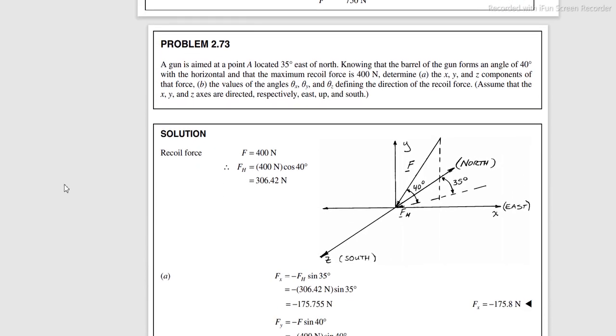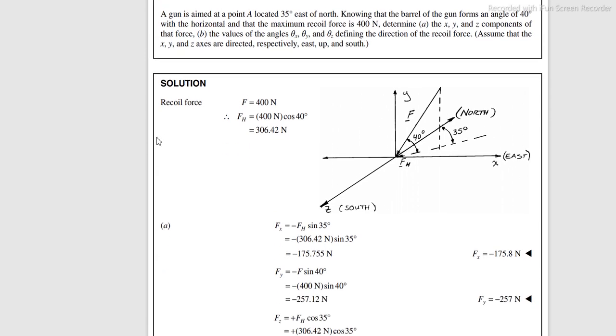And problem 2.73, a gun is aimed at a point A located 35 degrees east of north. Knowing that the barrel of the gun forms an angle of 40 degrees with the horizontal and that the maximum recoil force is 400 Newton, determine the x, y, z components of the force and the values of the angles theta x, theta y, and theta z defining the direction of the recoil force. That is the solution.